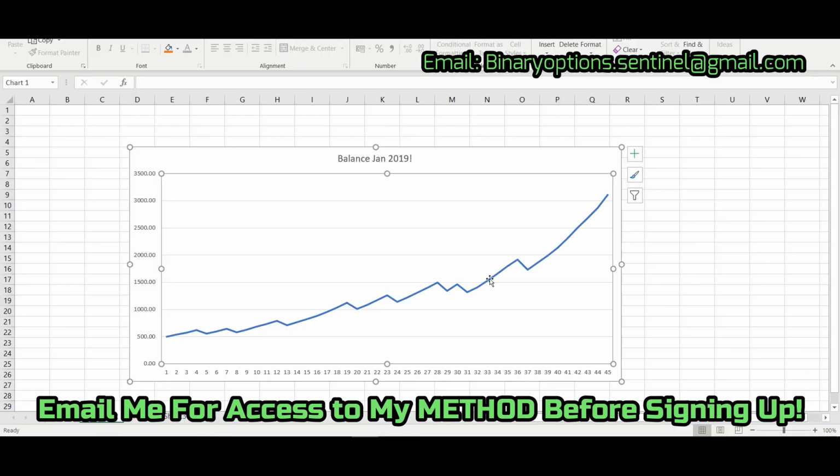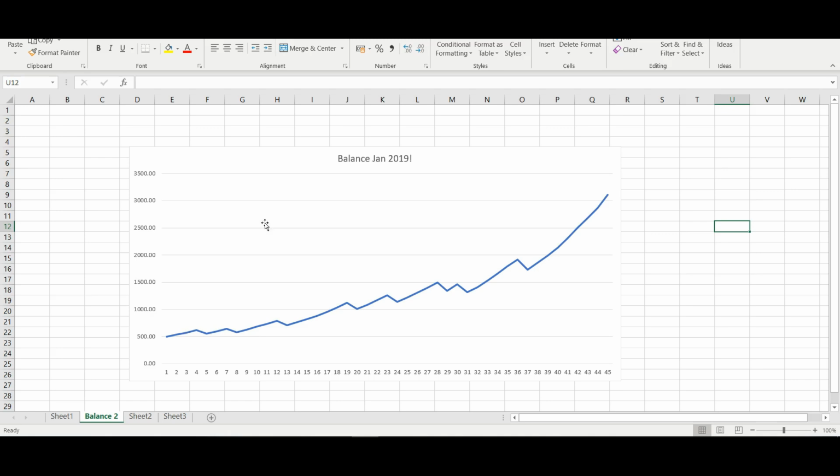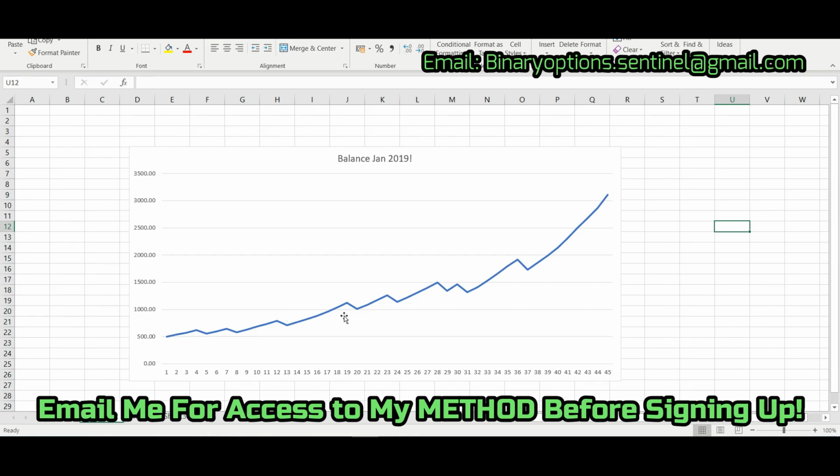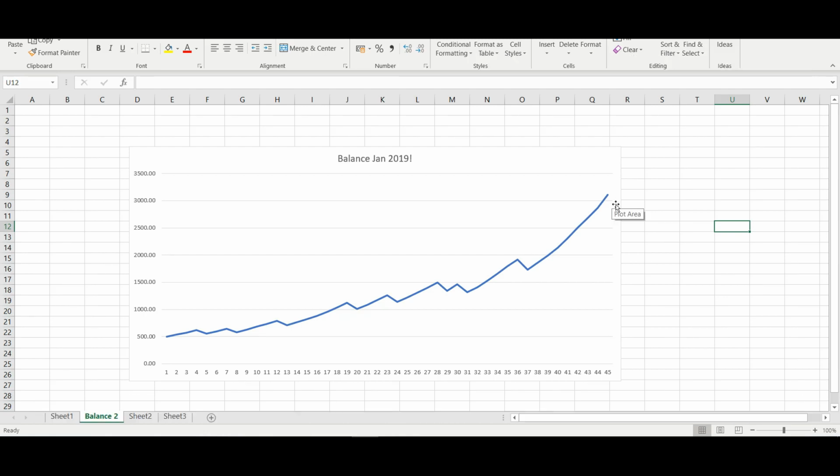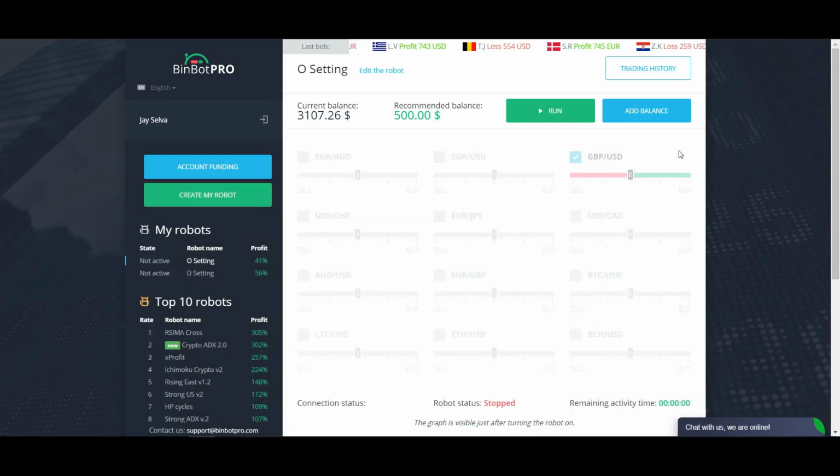So let me check out my balance if I track it correctly. I was at 500 in January, and in April there was a huge major change, and there was a lack of trading during that time while trying to figure out new settings. And right now we finally saw a growth from 1k to about 3k. So pretty good sign. I would continue to use O settings and also provide more live demonstrations for you guys as the days go on.